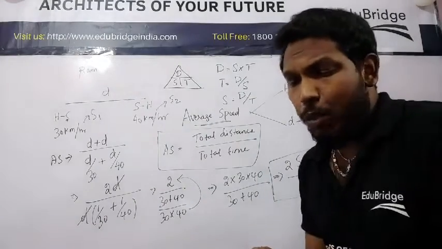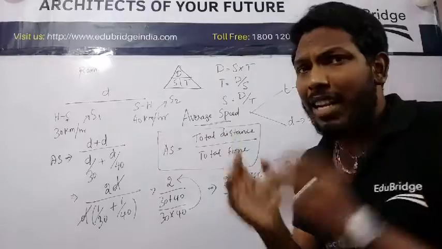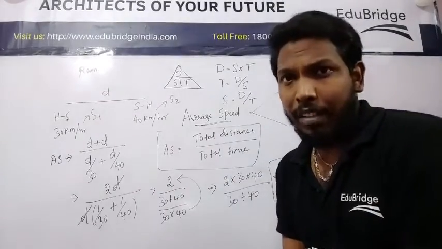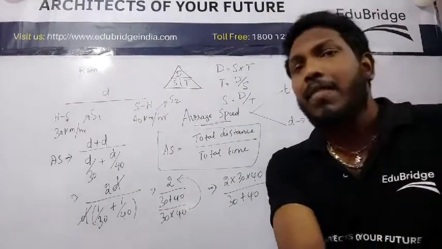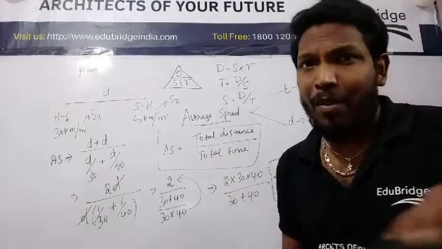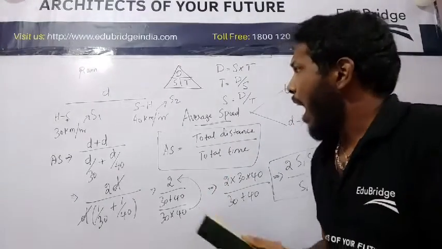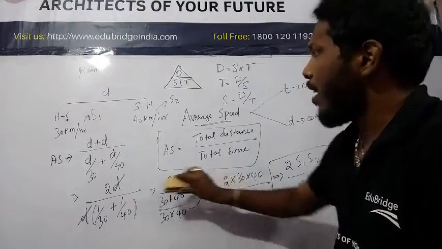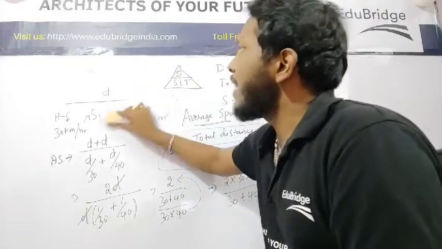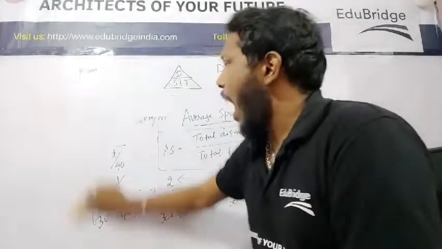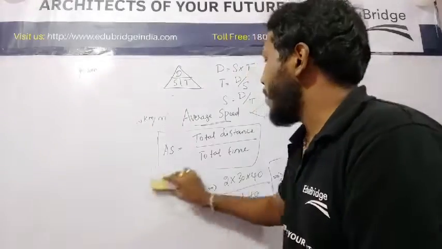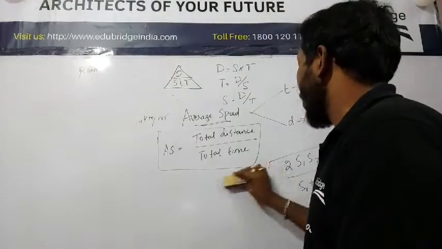Now, let me tell you another case. What if time is constant? When time is constant, it works in a very simple way. Let me tell you how. I'll erase this part, where distance is constant. I will go with time is constant. What if time is constant?